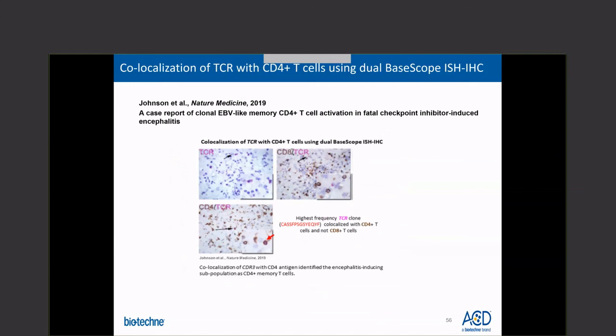Johnson et al. used BaseScope IHC to detect a subpopulation of T cells that predominantly contributed to anti-PD-1 immunotherapy-induced encephalitis in a patient. The BaseScope IHC workflow allowed validation and visualization of the clonal T cells identified by PCR sequencing.